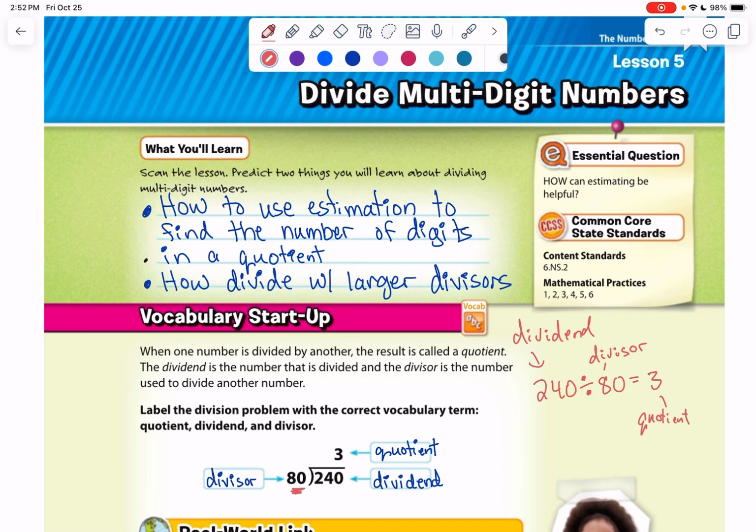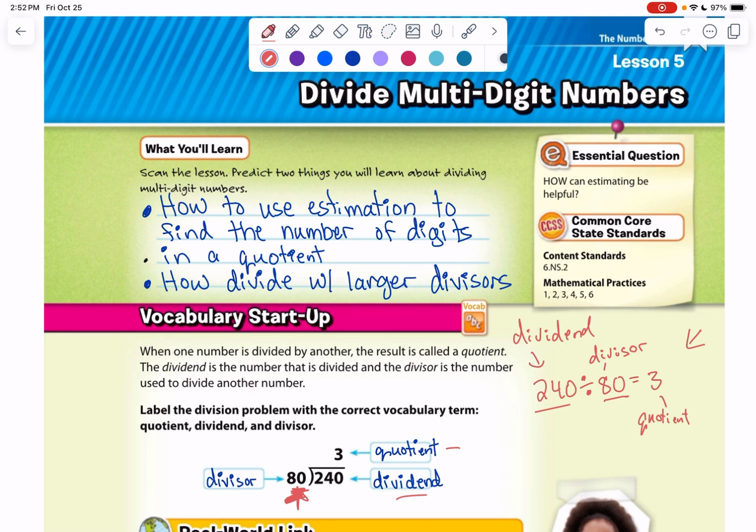All right? So just as a reminder, this is the divisor. This one right here is the divisor in this format of a division problem. The answer is the quotient, and the number in the box we call the dividend. If we're working in this format, the dividend is our first number, the divisor is the second number, and again, the quotient is what we call the answer to a division problem.